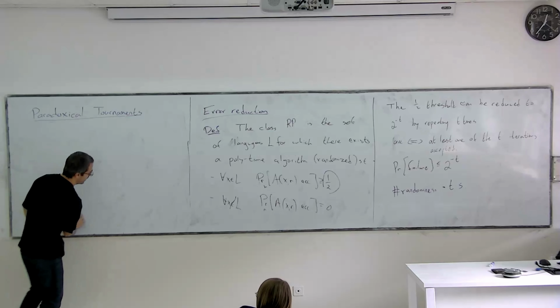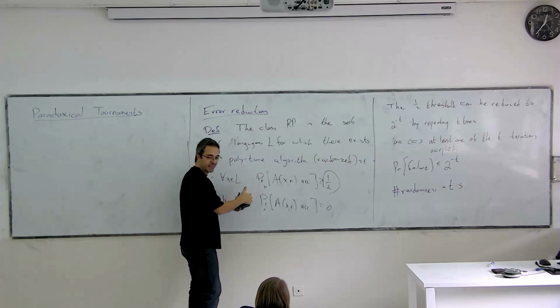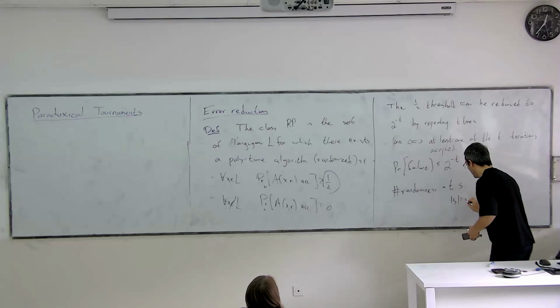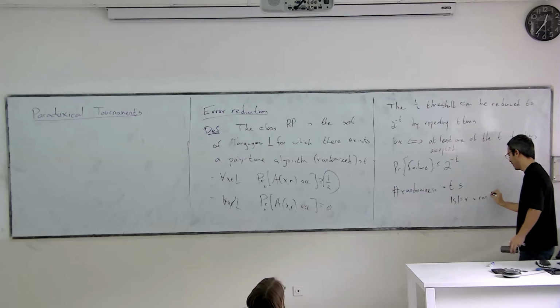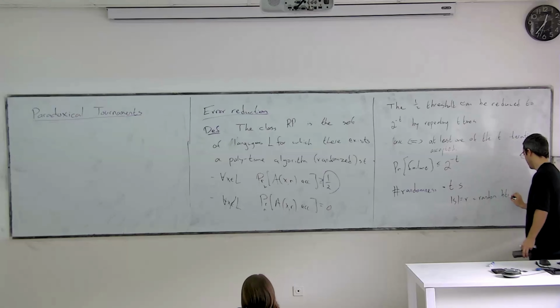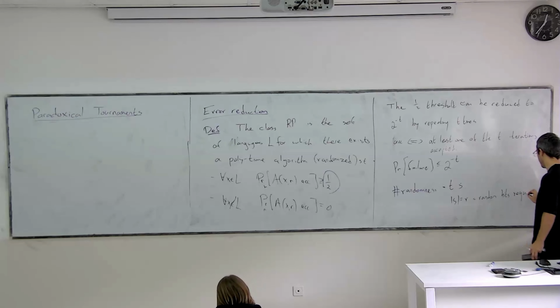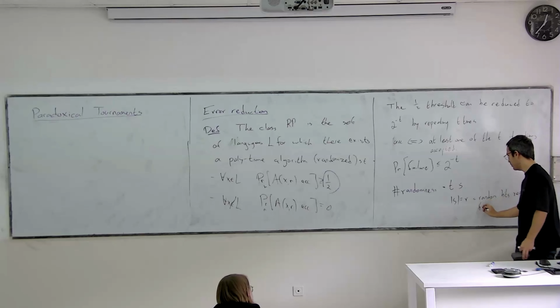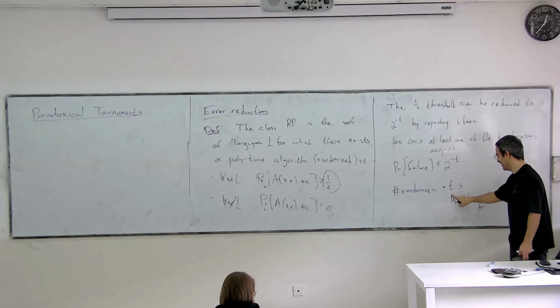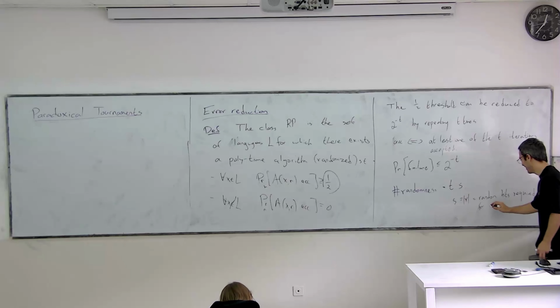This is the amount of randomness used for one iteration, the random bits required for one iteration.